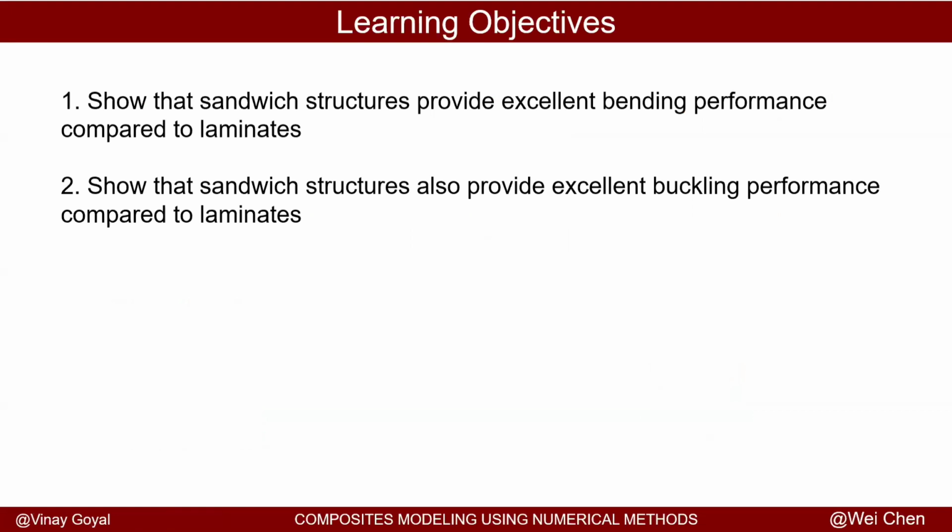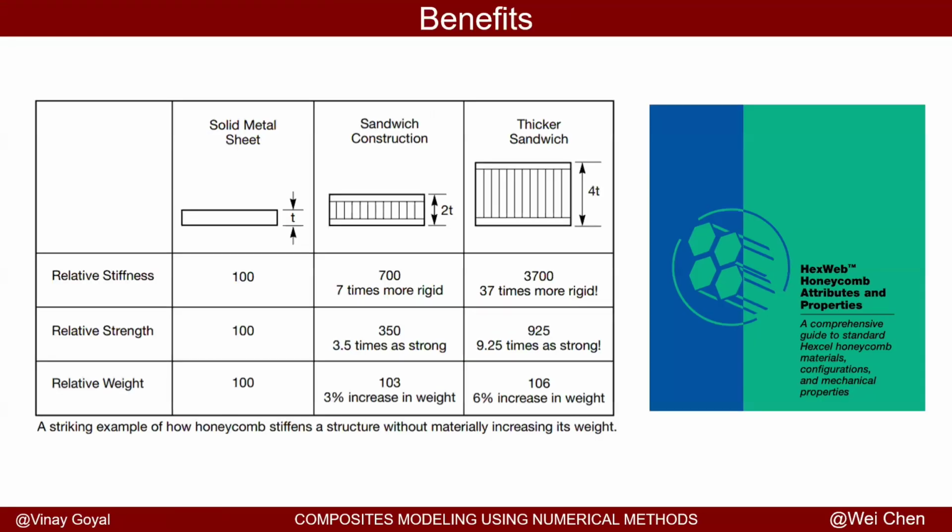We'd like to showcase that sandwich structures provide superior buckling performance compared to laminates. In this objective, what you will examine is that when you have a sandwich structure, you have a thicker system, and this thicker system translates to better bending performance than a laminate of thinner configuration. And why do we have a superior buckling performance?